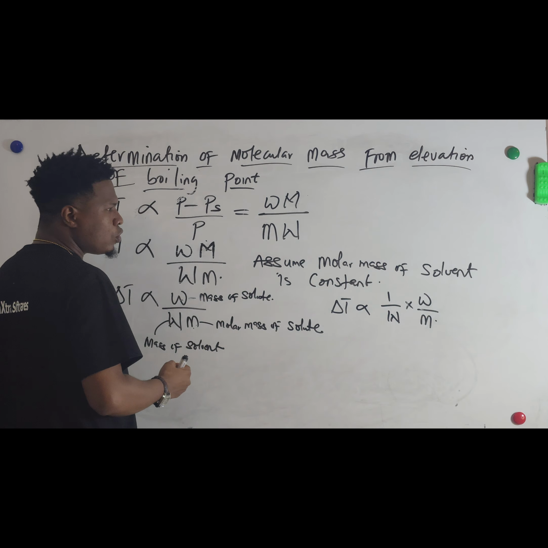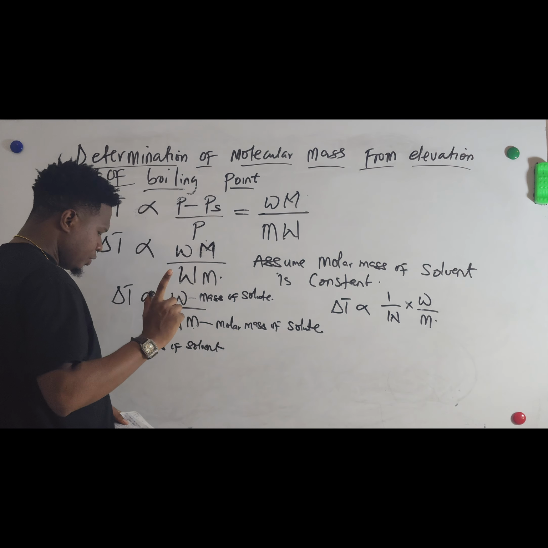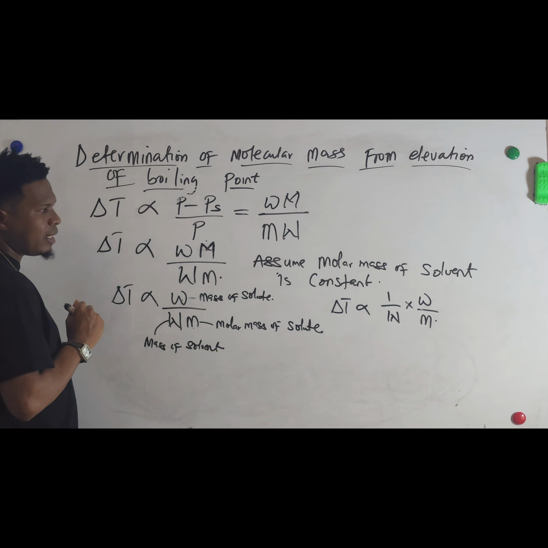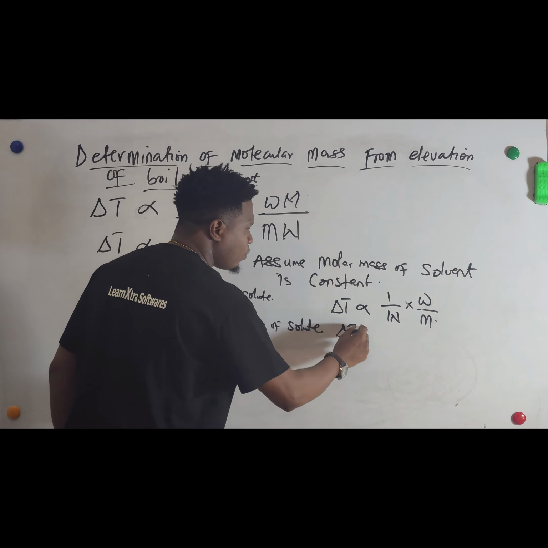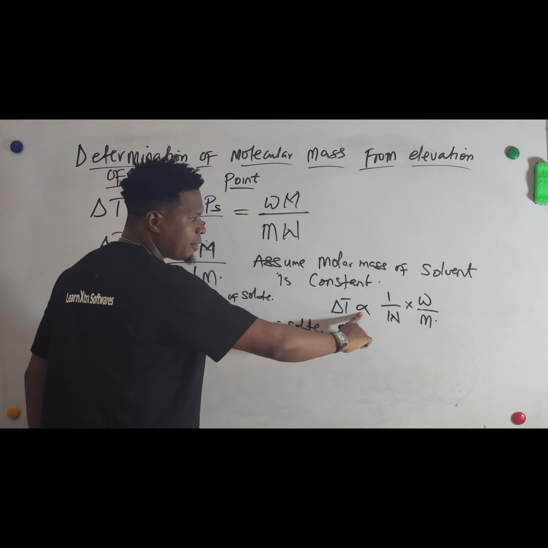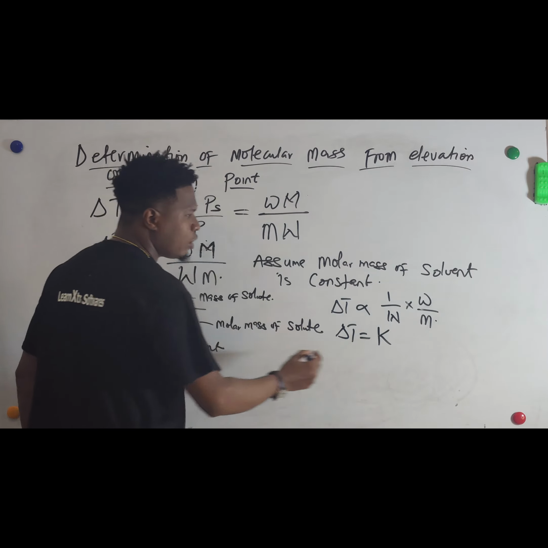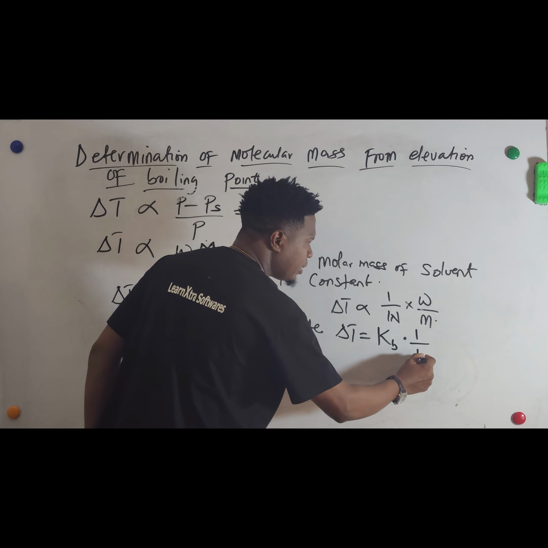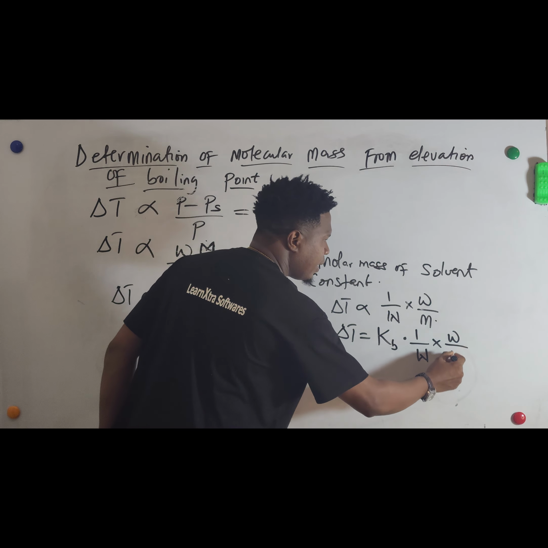So if we want to convert this into molality, I don't need to multiply. So change in T is equal to, if I put an equal sign, I will remove this proportionality sign, and I will use a constant called K. And the constant is KB multiplied by 1 over W times W over m.